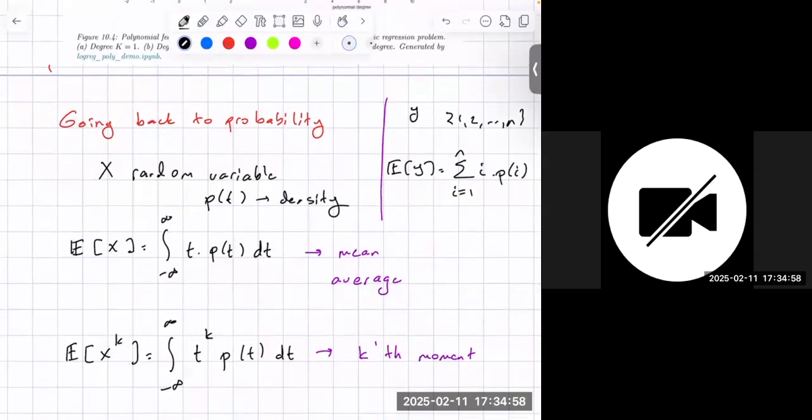Well, you don't have to take the integral of just the value itself. You can put it to some power. You can take the average of t squared, which would mean the expectation of x squared here. You can do third, it will be the expectation of x cubed. They will all be given by this formula.